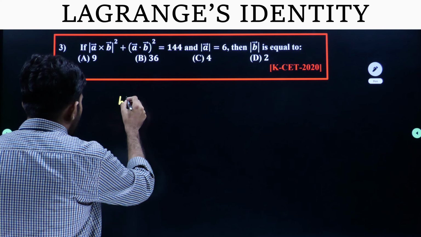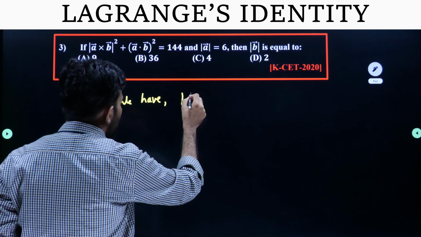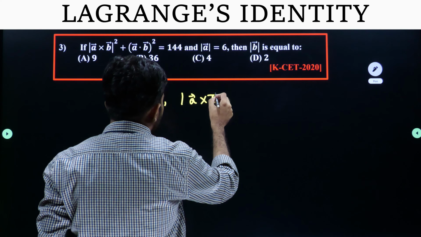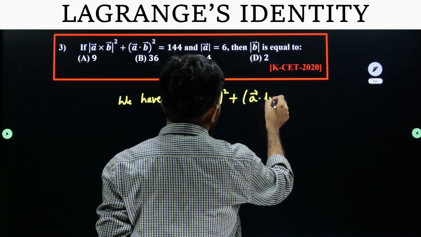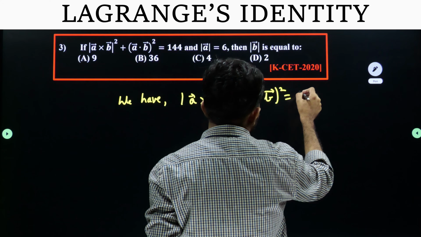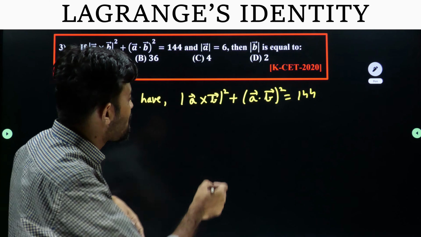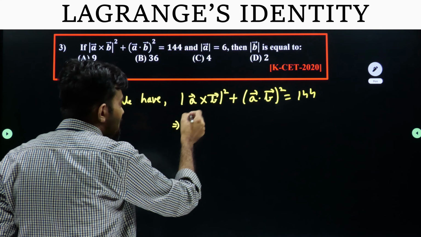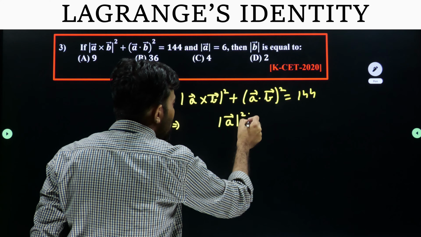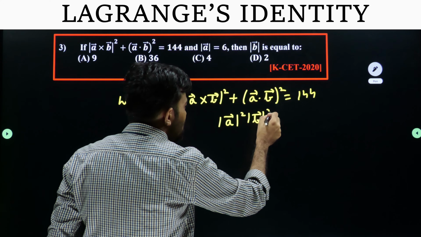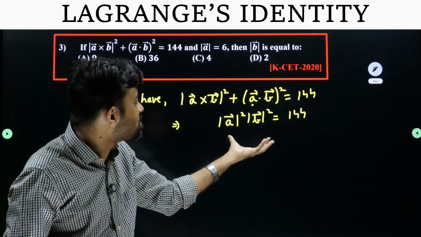We have magnitude of A cross B square plus A dot B square is equal to 144. This is given. We know magnitude of A cross B square plus A dot B square is magnitude of A square into magnitude of B square, which is equal to 144. Correct? This is the left hand side. I am substituting the formula.